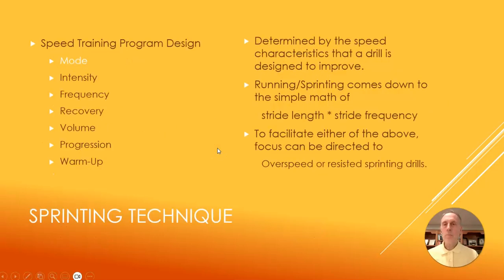All right, let's jump into these. We're just going to go right through these: mode, intensity, frequency, recovery, volume. So mode is determined by the speed characteristics that the drill is designed to improve. We talked a little bit about that before. Running, sprinting comes down to simple math of stride length and stride frequency. Stride length is how long those strides are. Stride frequency is how fast you turn them over. For either one of them, you're talking about overspeed or resisted sprinting drills.